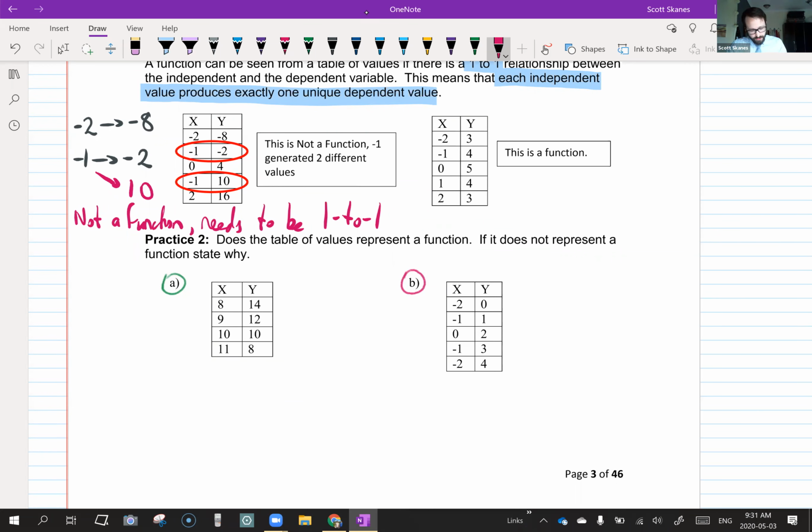Let's try another one. Let's look at the second example here. We have, let's say, -2. What does -2 give us? It gives us the 3. -1 gives us a 4. 0 gives no repeats. There are no duplicates. There are no problems here. This is fine. This is a function.